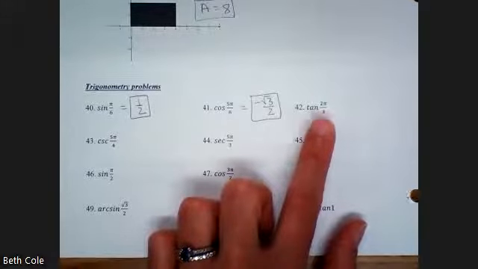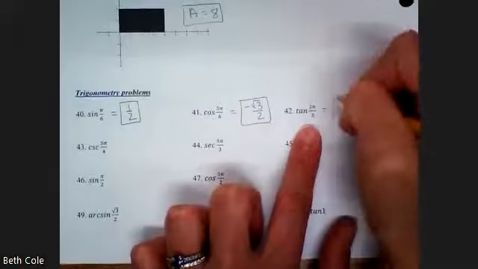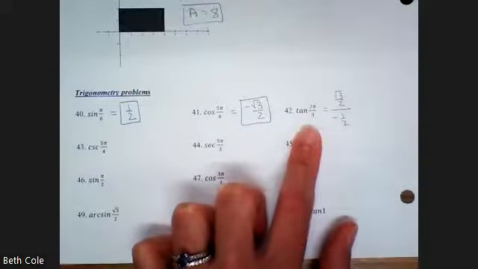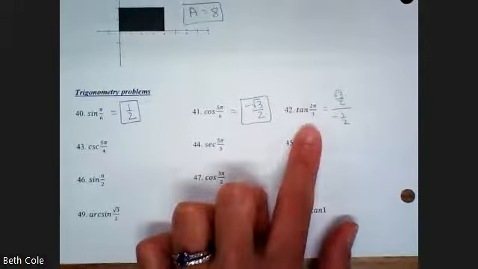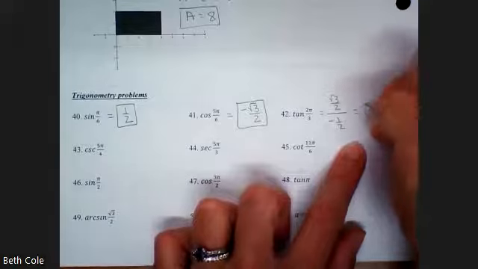2 pi over 3, that's also in the second quadrant. Across from that, you would have square root of 3 over 2. And then the x value would be negative 1/2. Tangent is y over x, or opposite over adjacent. The 2's are going to cancel and you get negative square root of 3.